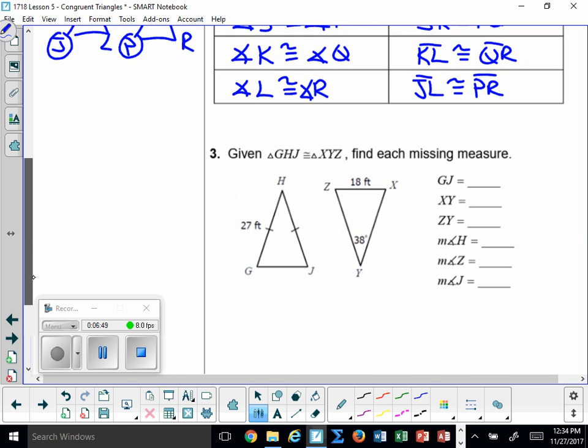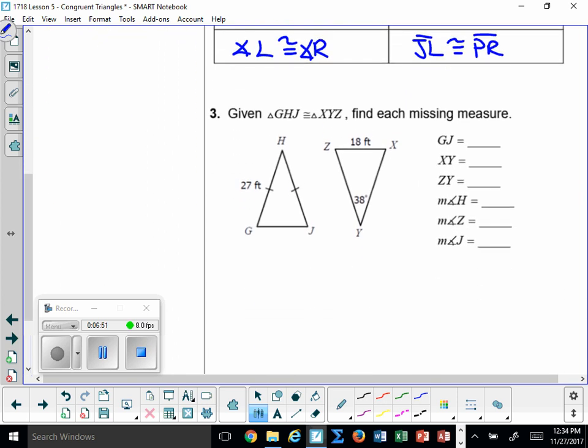All right, let's take a look at number 3. Given triangle GHJ is congruent to triangle XYZ. So G to X, H to Y, and J to Z. Find each missing measure. All right, pause your video and give this a try.